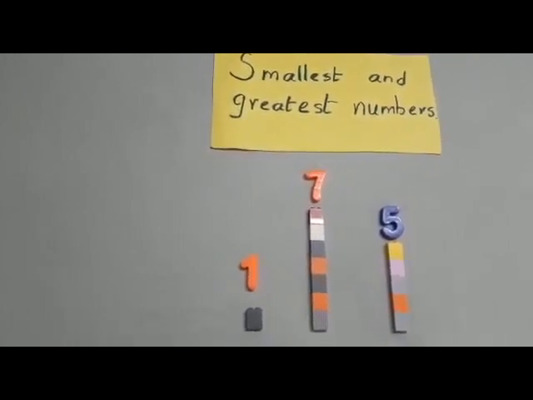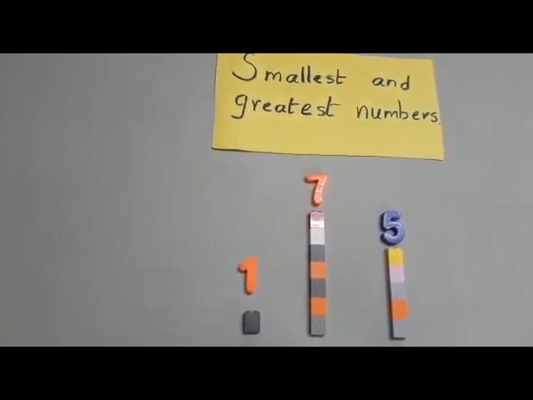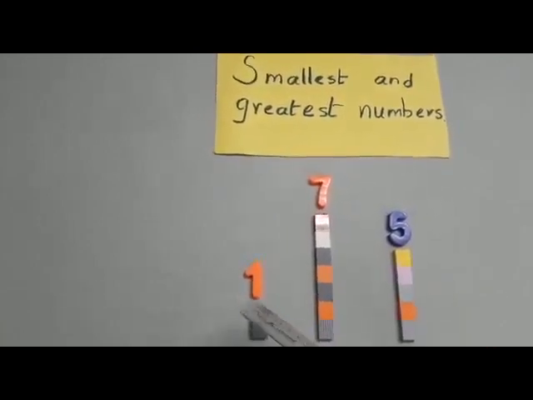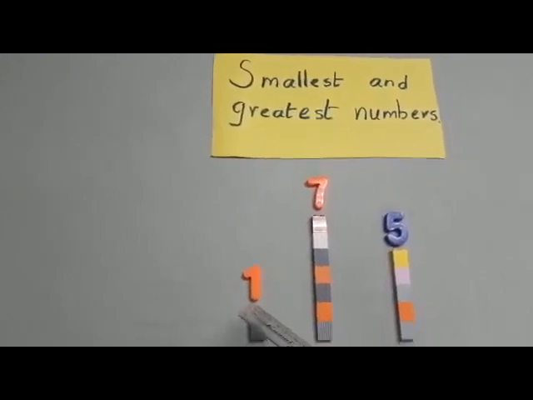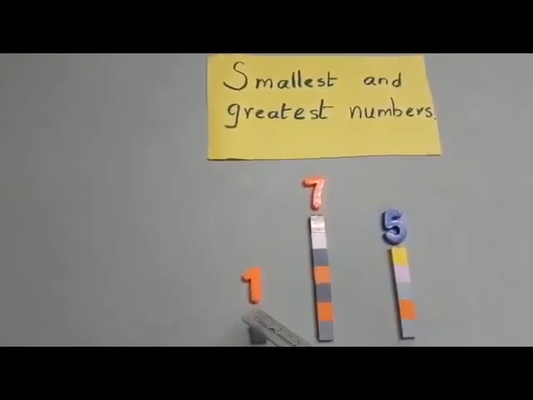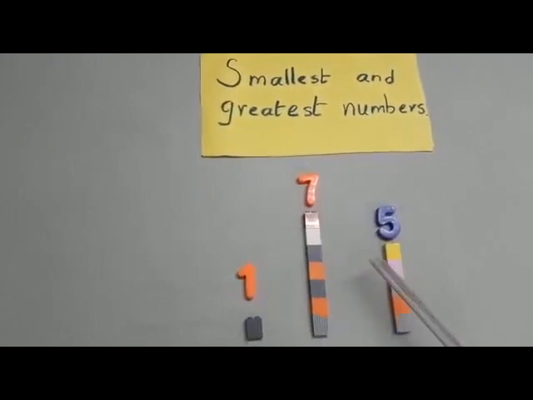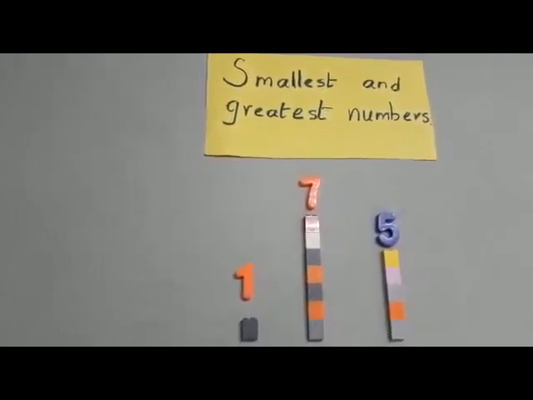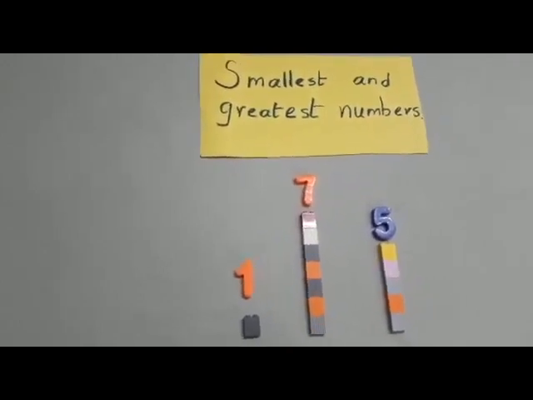Now, what is the smallest number here, children, among 1, 7 and 5? Right, 1 is the smallest number. And the greatest number among 1, 7, 5 is? Yes, 7. 7 is the greatest number here. Okay, children?